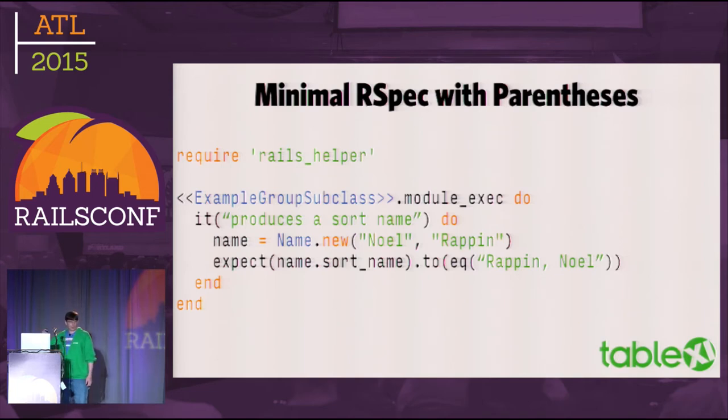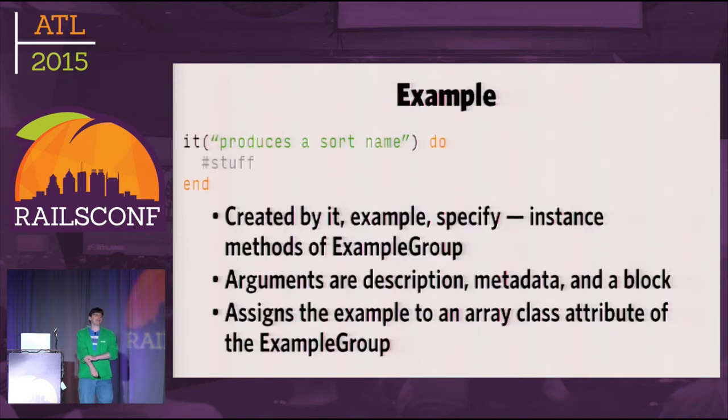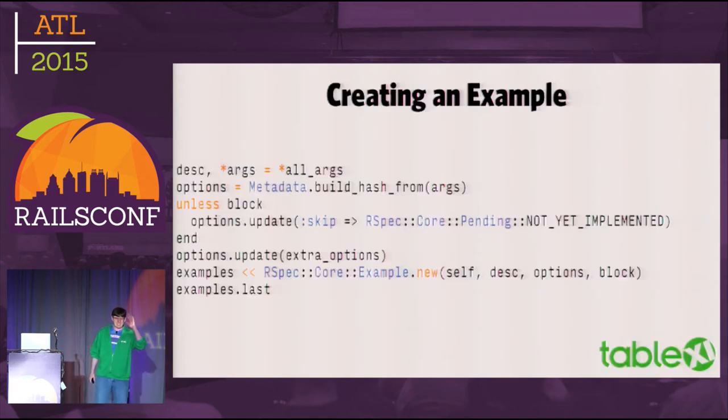So we call the method it. And it, in RSpec terms, creates an example object. There are a number of different things that are defined to be able to create example objects. Again, RSpec defines a generic example method, and then defines it and specify as aliases to that, or as versions of that. It takes as a description some metadata, again, and a block. And what happens when you call it is that RSpec holds onto that example object in that block and adds it to an array that is a class attribute of that anonymous example group class that is its parent example group. So here's a piece of this code.